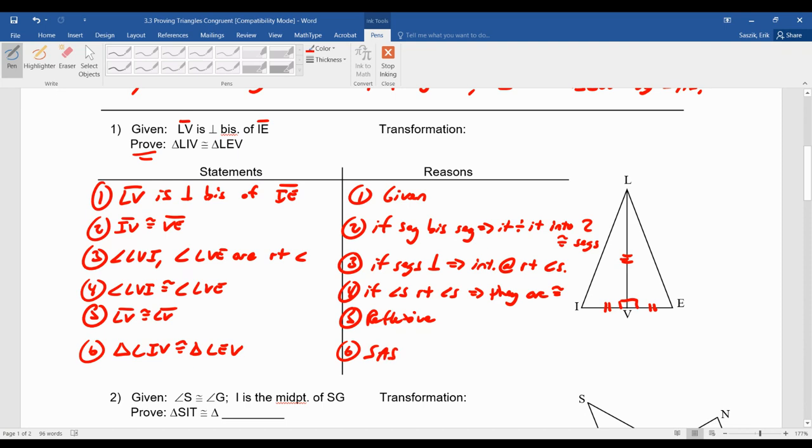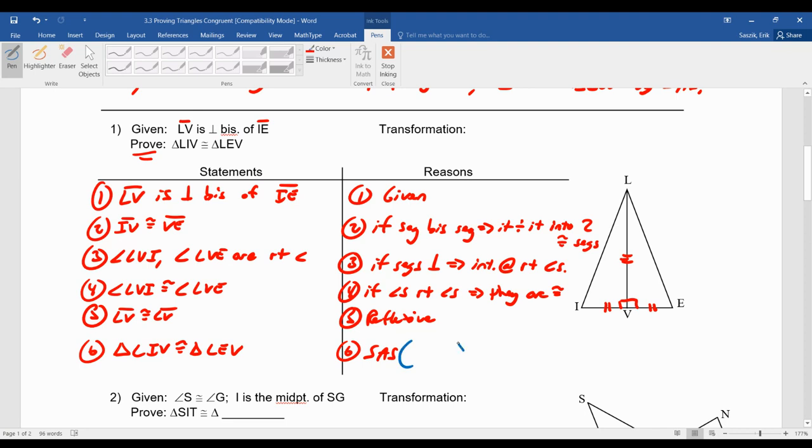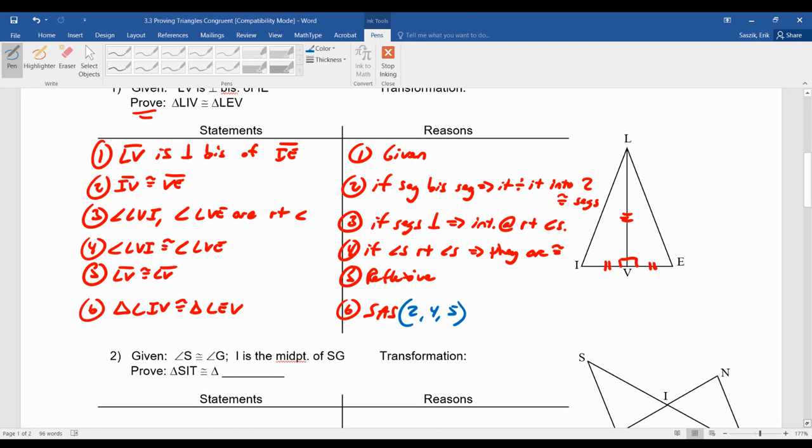Now, I'm not going to require this of you, but a lot of teachers do. And it's just kind of a little self-check. So when students say SAS, as a check, you could make sure, where did I say these 3 congruencies? Well, I said a pair of sides up here in step 2. I said a pair of angles congruent in step 4, and another pair of sides in step 5. So I do have it all there, but you don't have to do that. You can if you want.